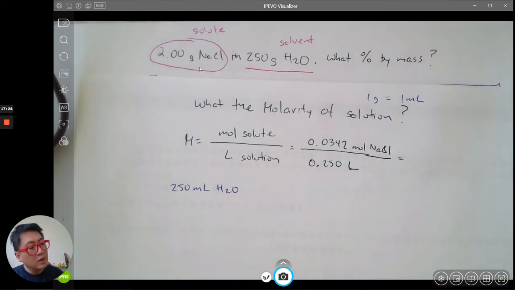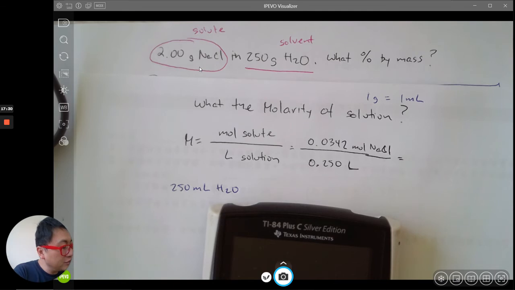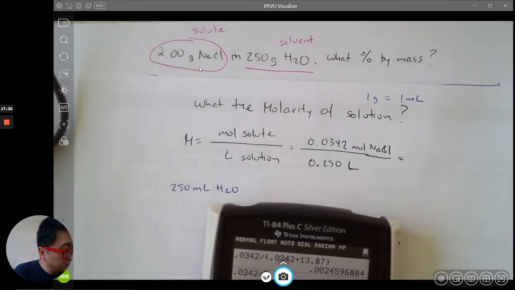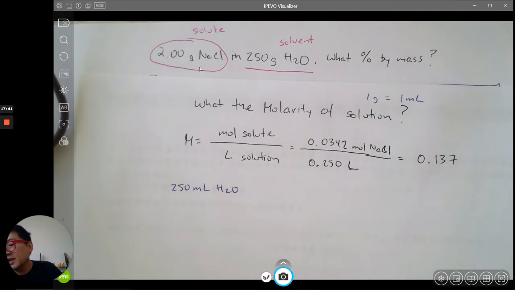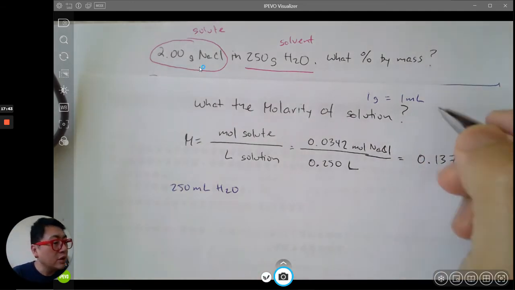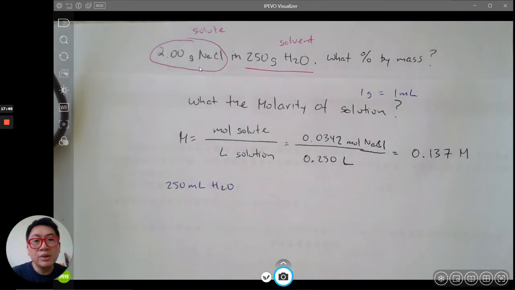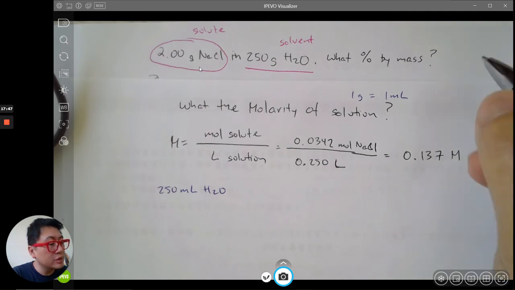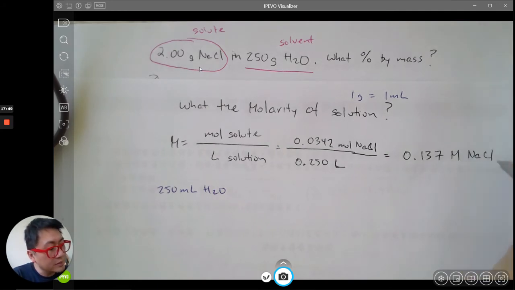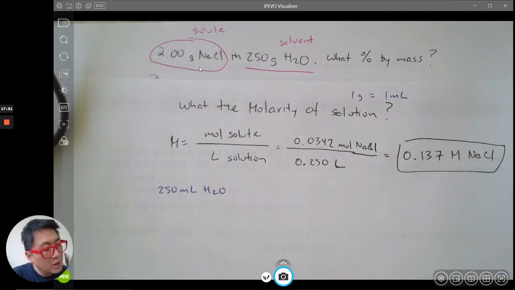So what's the molarity now? It'll be 0.0342 divided by 0.25. 0.0342 divided by 0.25 is 0.137, because technically 3 sig figs. 0.137, the unit's molars. Molarity, molars of sodium chloride, 0.137 molars of sodium chloride.